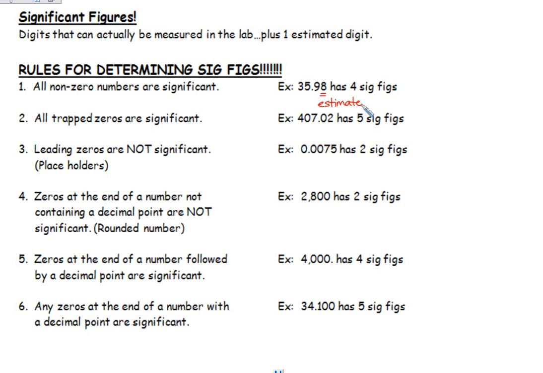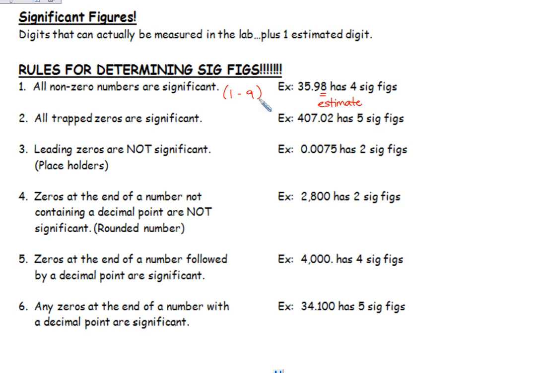Now obviously if you're using an electronic balance, you don't have to estimate. This would be if you're using anything where you are making a human measurement. All non-zero numbers are significant. So all digits 1 through 9. Anything from 1 through 9, they are always significant. They are always part of the measurement, including the estimate.